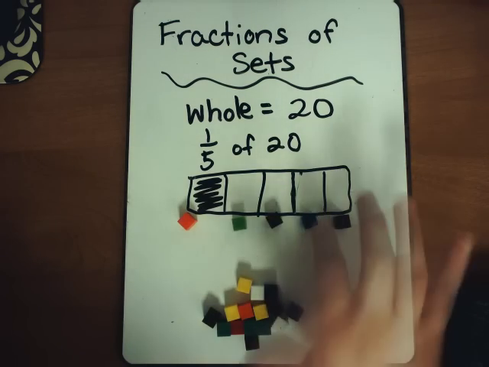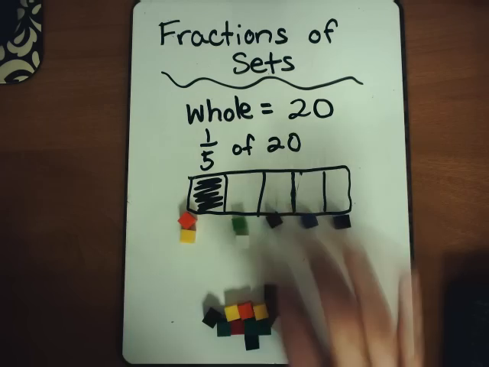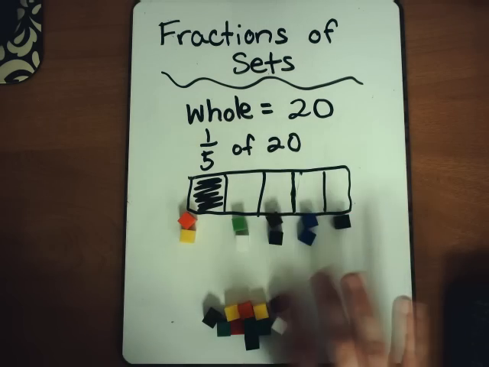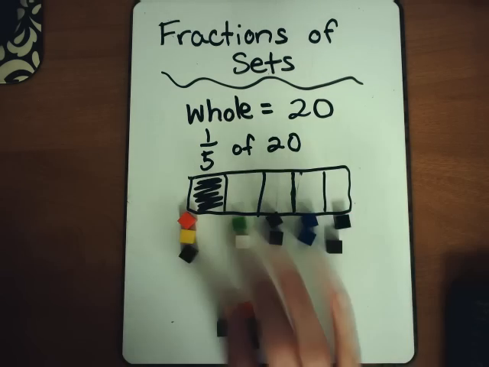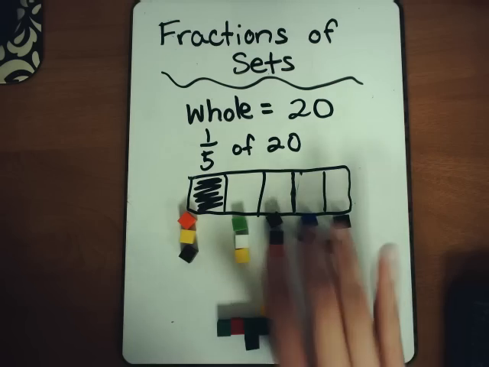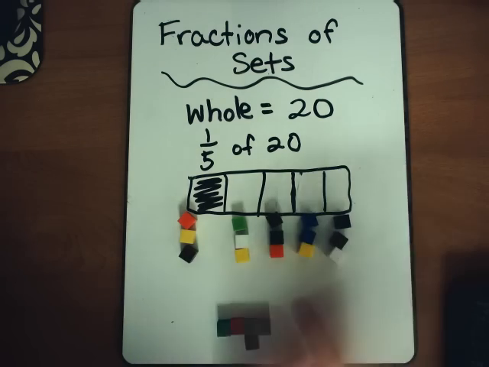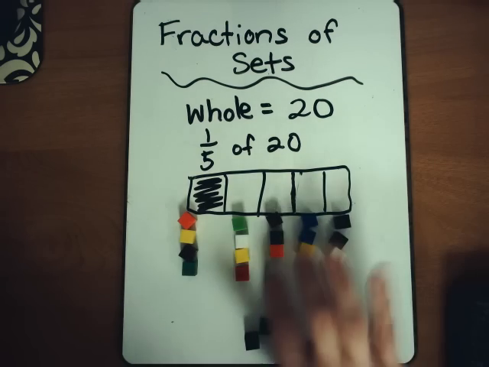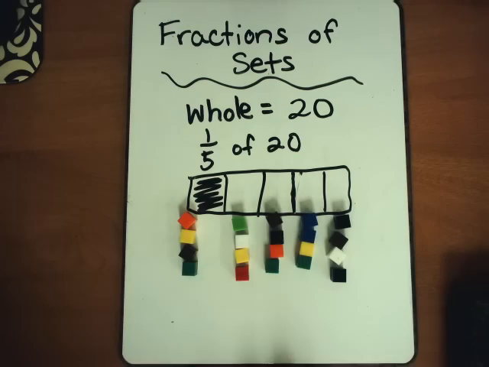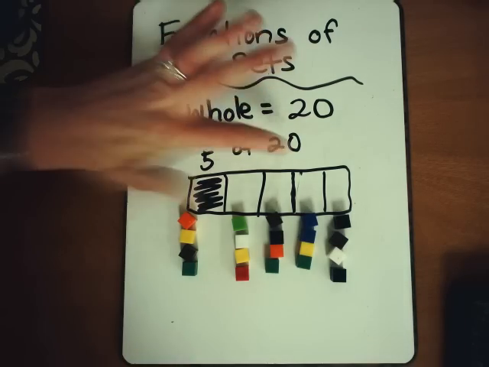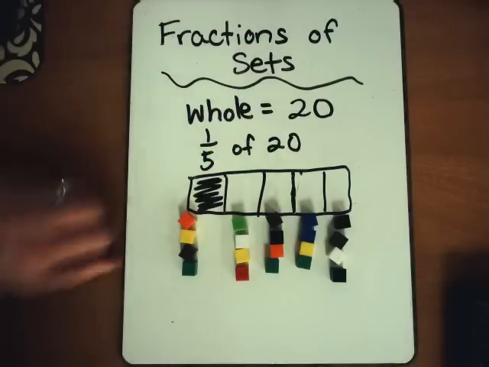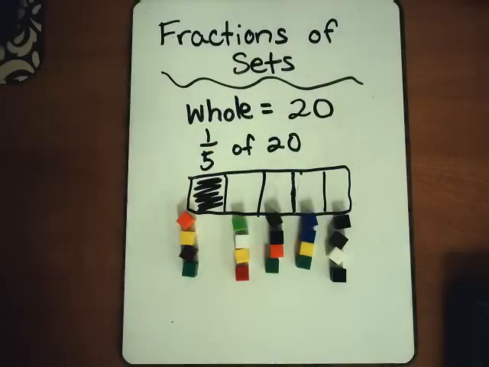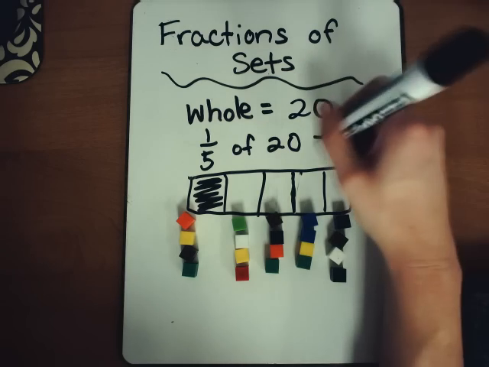Okay, so I can just start sharing equally. I think about division, just sharing equally. So all I did was 20 divided by 5, right? So we've got 1, 2, 3, 4 in each group. So 1/5 of 20 is equal to 4.